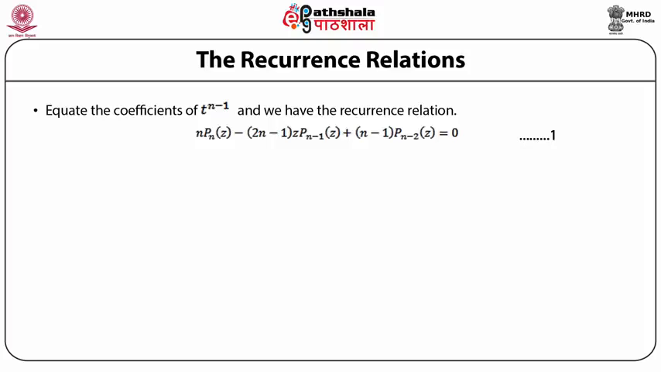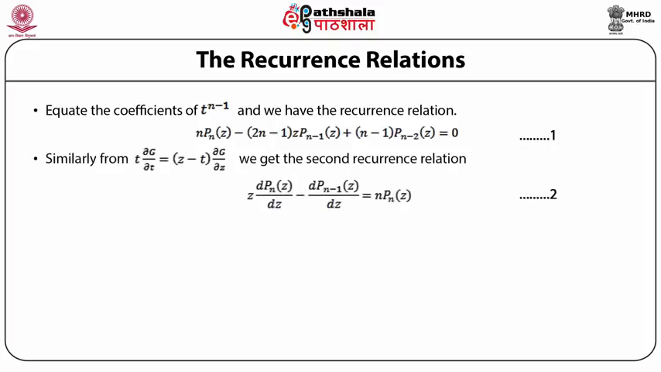Let us number this equation as 1. Similarly, on using the relation t multiplied by ∂G/∂t is equal to z minus t multiplied by ∂G/∂z, we get the second recurrence relation as z d/dz of Pn(z) minus d/dz of Pn−1(z) is equal to n Pn(z). Let us say this is equation number 2.